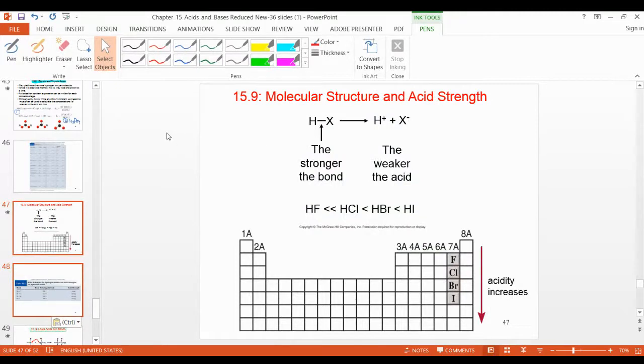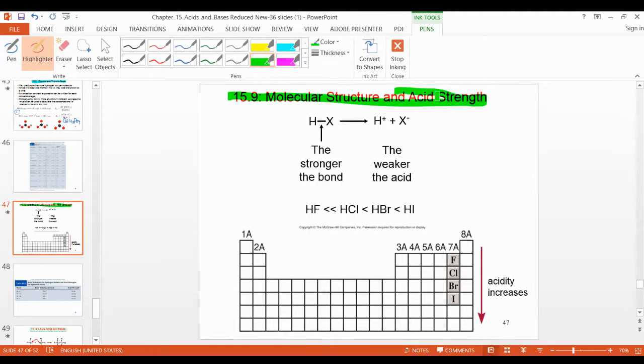Okay, now this is 15.9. Only 2 slides. I will brief you on this. No need for much. I will not explain all these things, only these 2 slides. Molecular structure and acid strength.